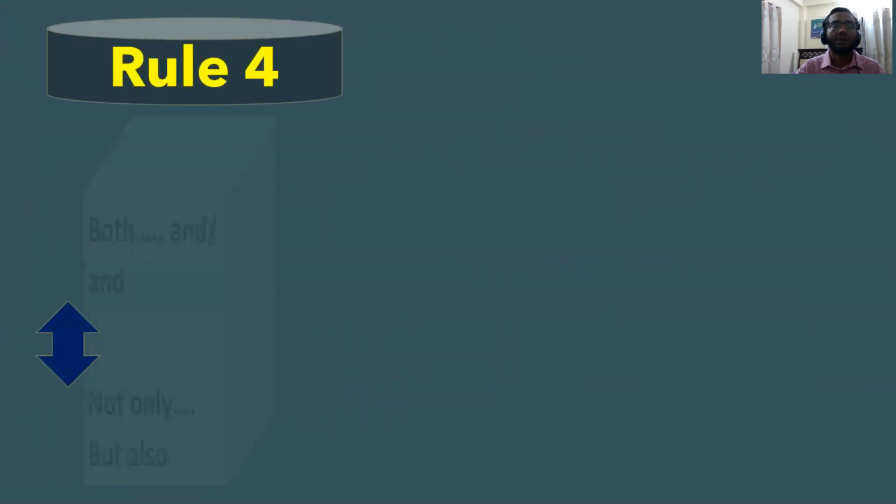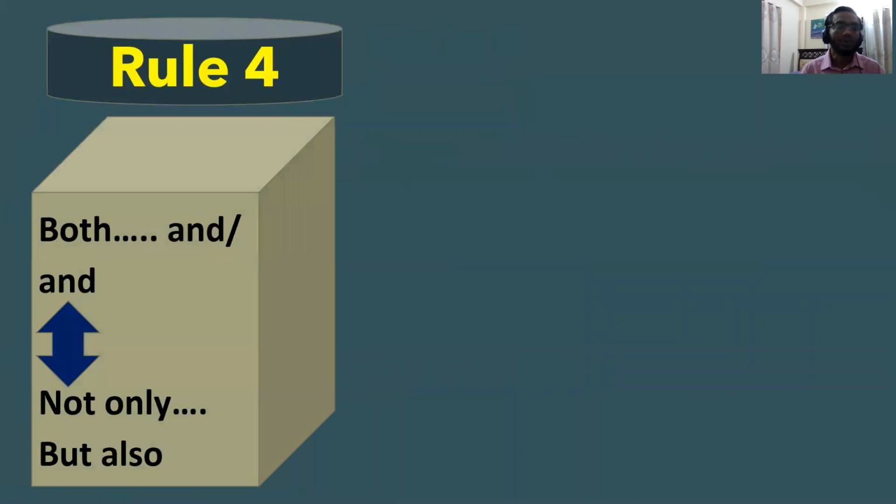Rule 4. What is rule 4? "Both and" or "only and." "Both and" or "only and" is going to change into "not only but also" in the negative sentence. If you look "both and" or "only and" in the affirmative, you have to change it by using "not only but also." Okay? Can I make an example? The example is given here.